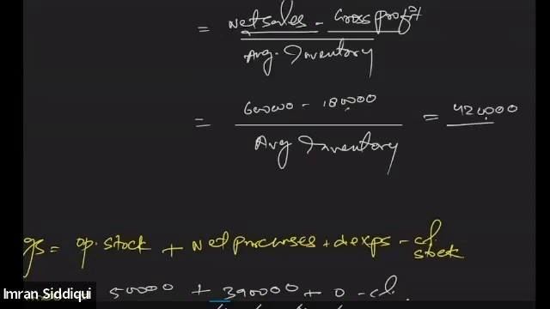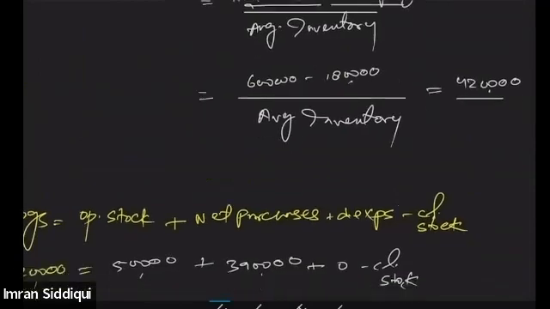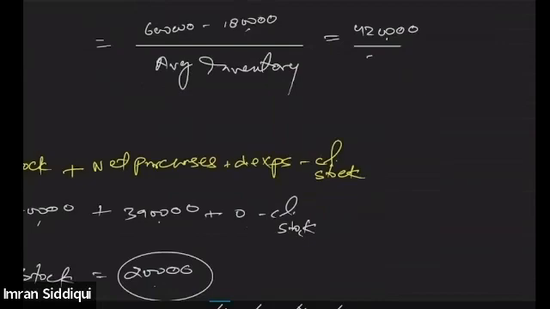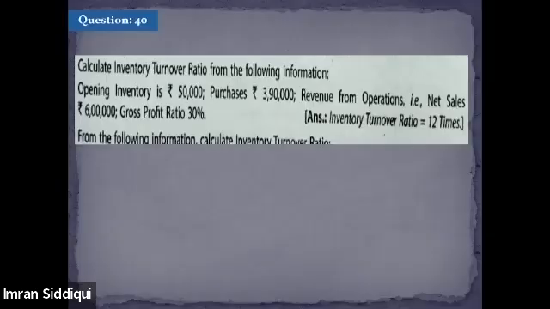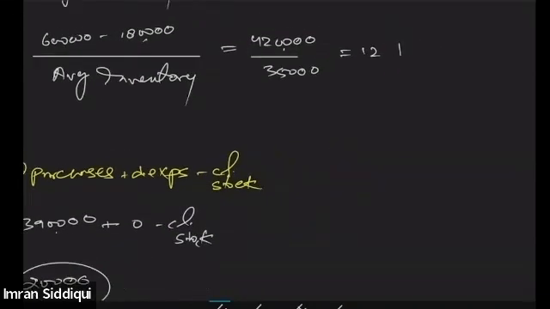Divided by average inventory. Closing stock is 20,000, opening stock is 50,000. 50 plus 20 is 70, 70 divided by 2 is 35. Right? And the answer will be 8 times.